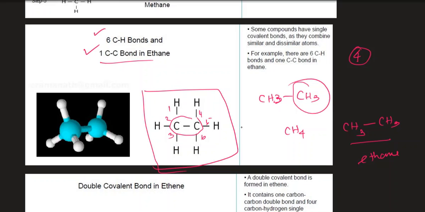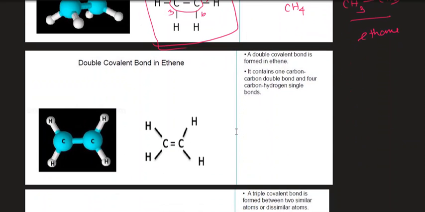And you should know something about the double covalent bond also. This is possible in the case of ethene. It is called ethene. It is represented as CH2=CH2, where you can find the double bond. So this is called a carbon-carbon double covalent bond. Precisely, one bond is a sigma bond and another is a pi bond.